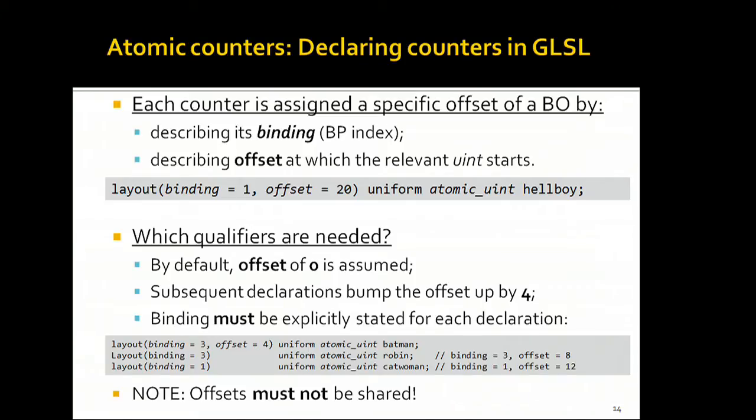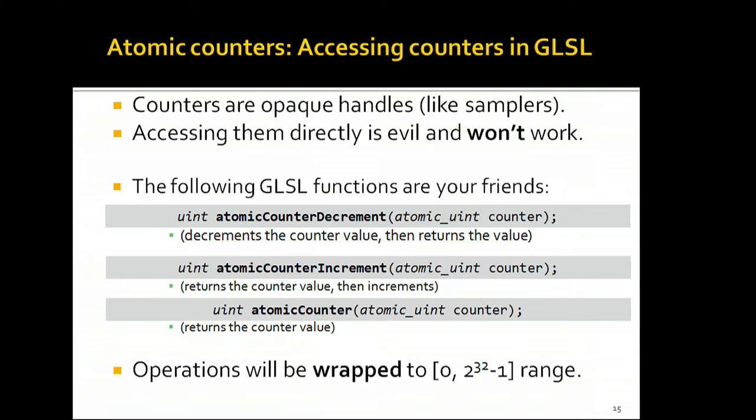Thing to keep in mind is that your offsets must not be shared. You cannot use the same atomic counter declaration that is pointing to the same region of the buffer object. This is bad, and it's not going to work. The thing about atomic counters that might not be obvious is that they work like samplers, meaning these are all opaque handles that you cannot really access. You need to use a dedicated API in GLSL in order to extract the value or decrement or increment.